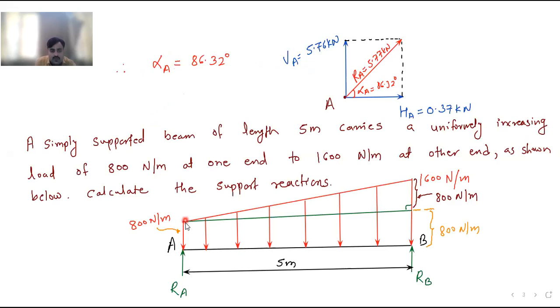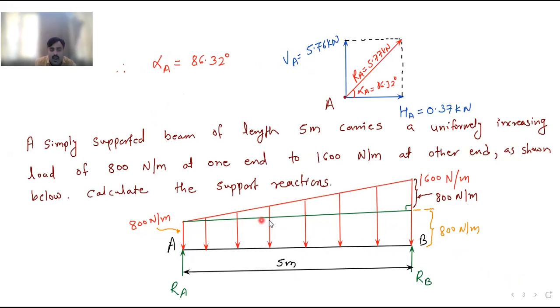Conversion: the area of the diagram gives you the magnitude of the point load. So the area of this rectangle will be 800 into 5, length into width. So it is a point load. Now where will this point load act?